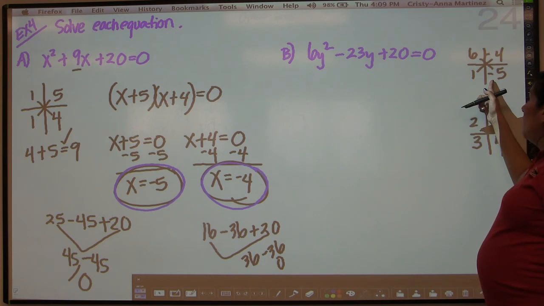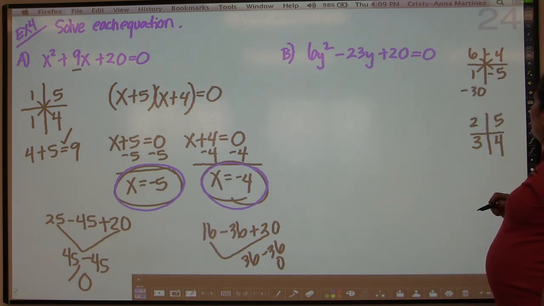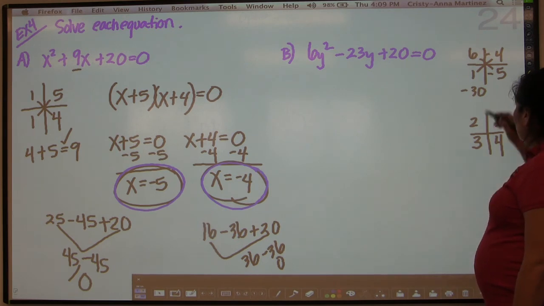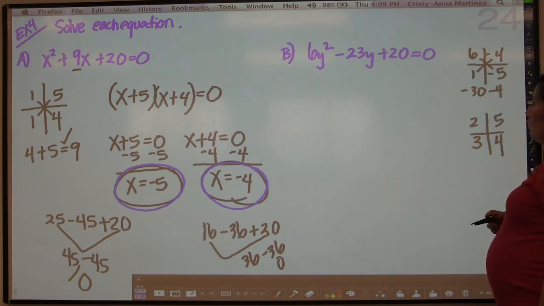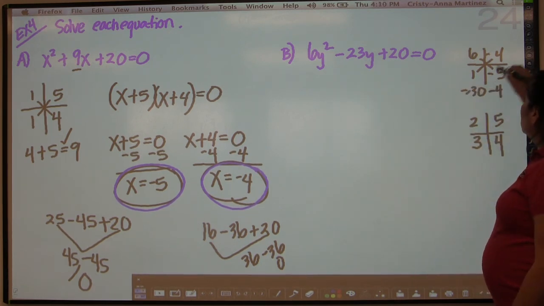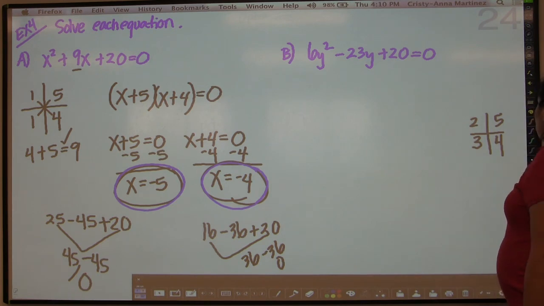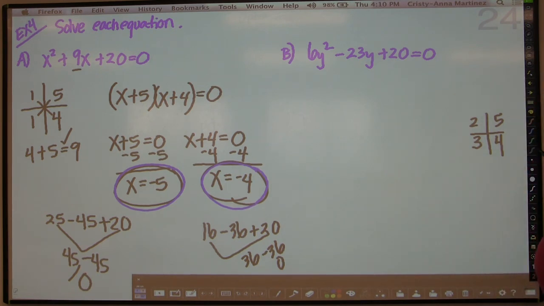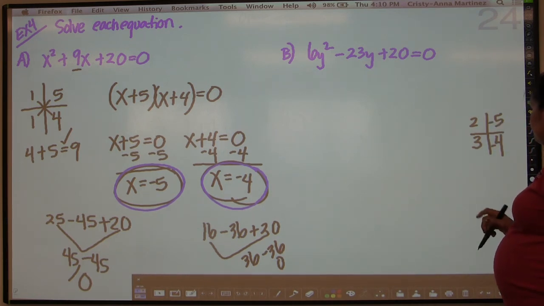6 times negative 5 is going to be negative 30. And then 1 times negative 4 is negative 4, and you get negative 34, which again is not b. So this combination will not work. So we don't want that combination. So now we're going to come over here, and again, we want to remember that we need to make these negative if they're going to work.